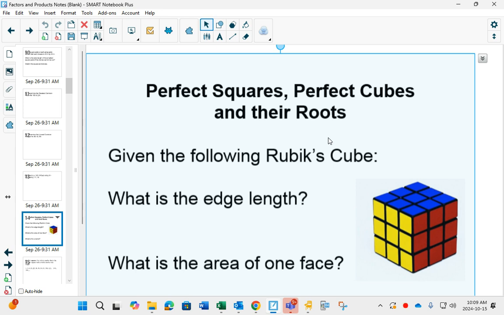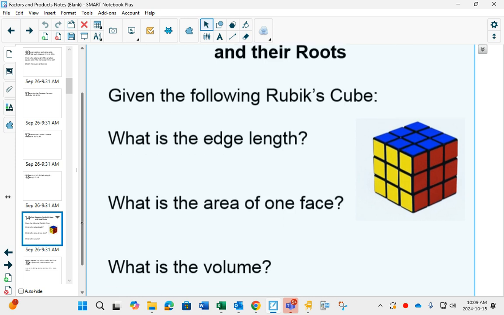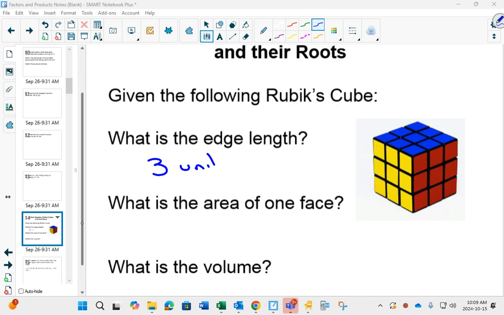So here's a Rubik's Cube, and let me slow it down a little bit here. What is the edge length? Are you okay if we say it's 3 units because there's 3 squares along the edge?